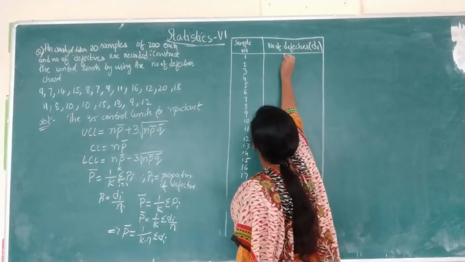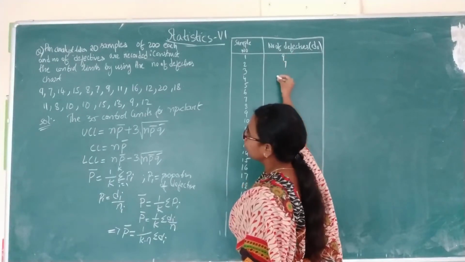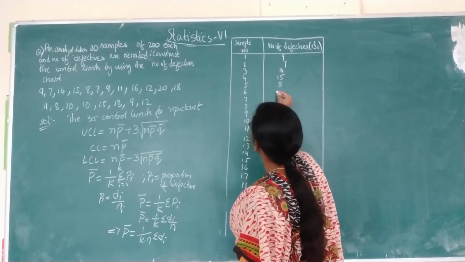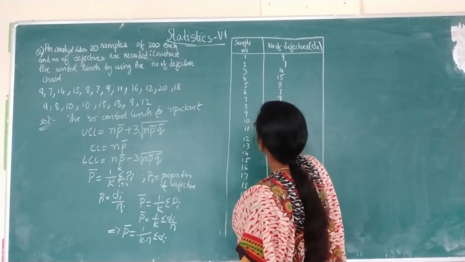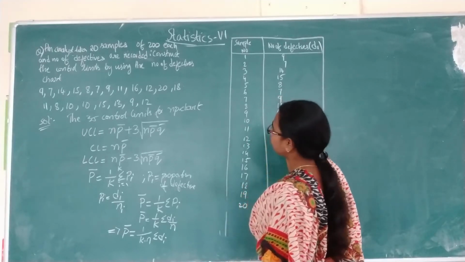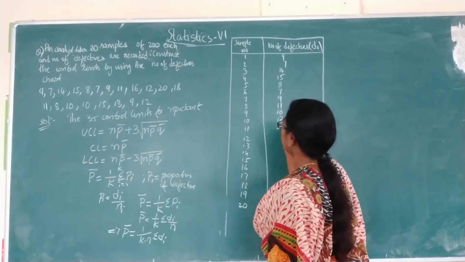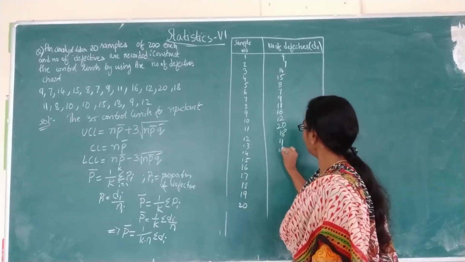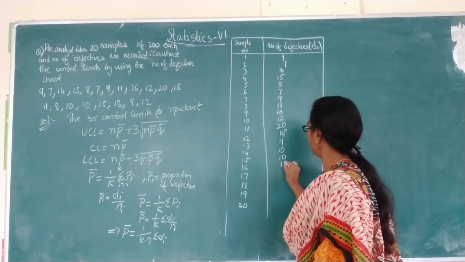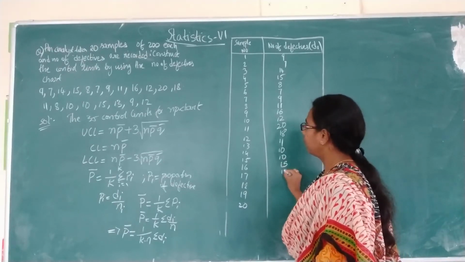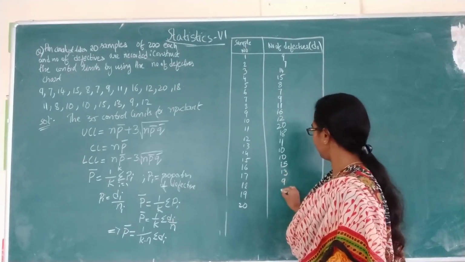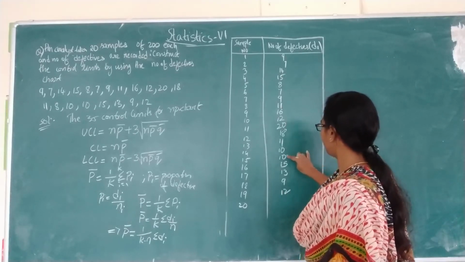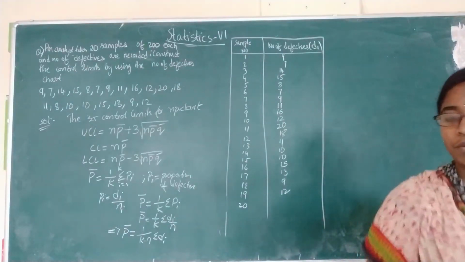First one is 9, next is 7, 14, 15, 8, 7, 9, 11, 16, 12, 20, 18, 11, 10, again 10, 15, 13, 9 and 12. So I have missed one value, I think.